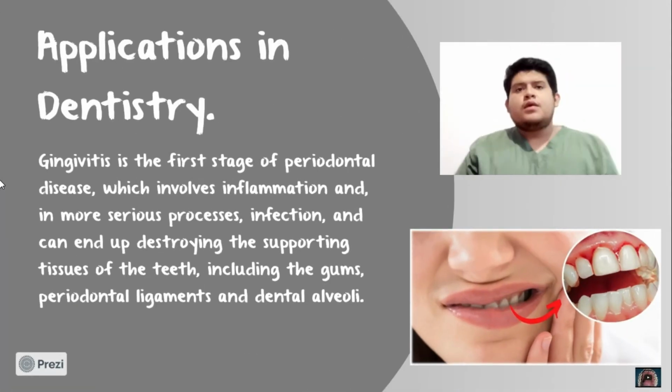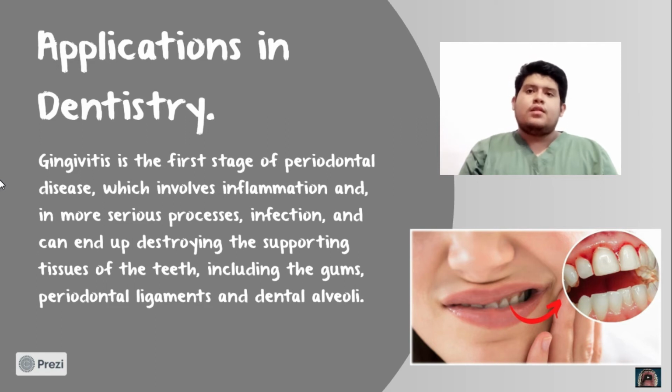Application in dentistry. Gingivitis is the first stage of periodontal disease, which involves inflammation and, in more serious processes like infection, can end up destroying the supporting tissues of the teeth, including the gum, periodontal ligament and dental alveoli.